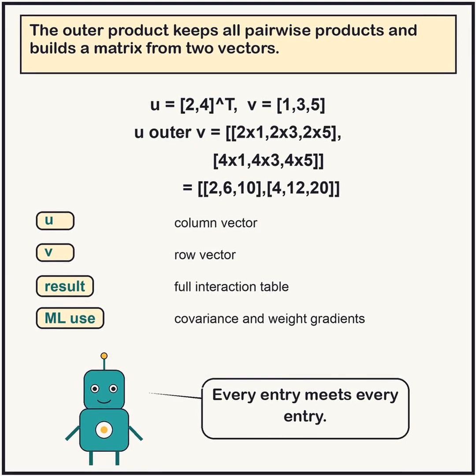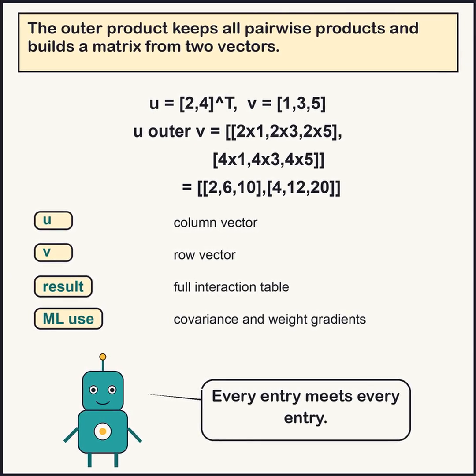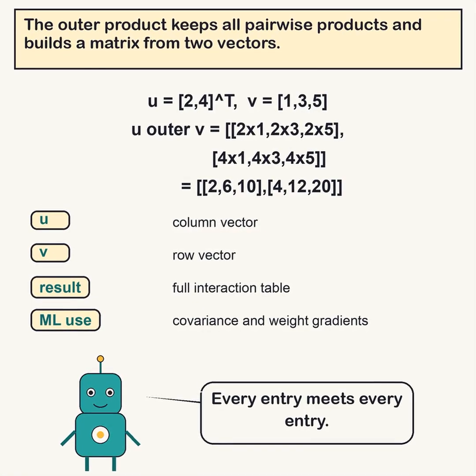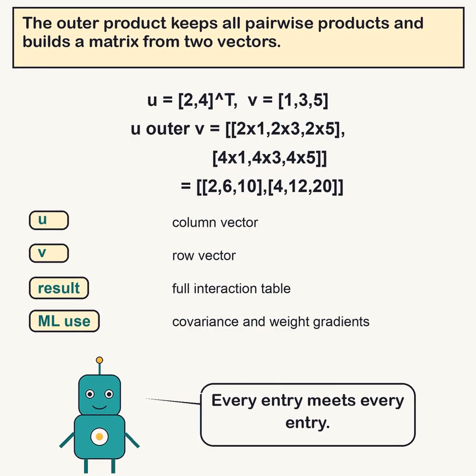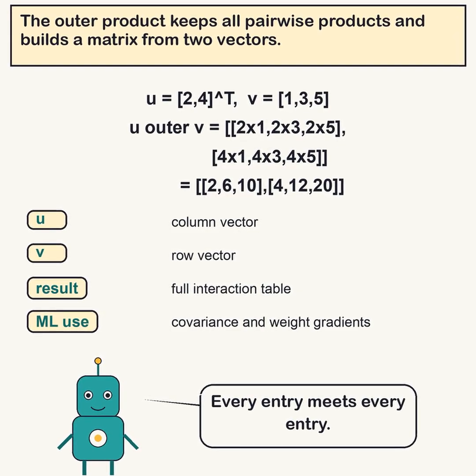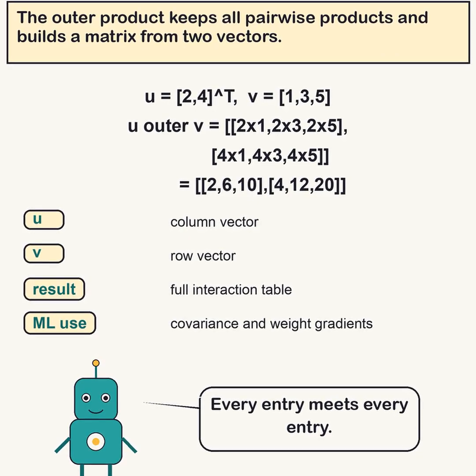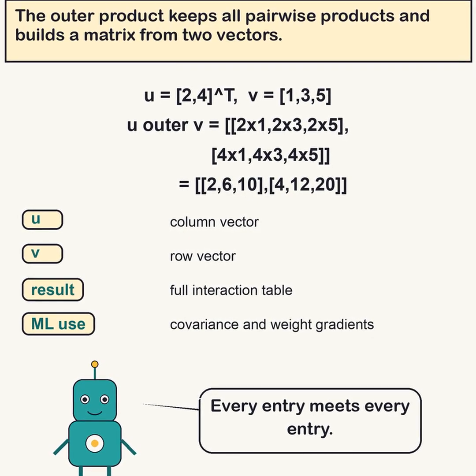The outer product creates a matrix of all pairwise products. It is the shape behind covariance estimates, rank 1 updates, and fully connected layer gradients. Real-world analogy: the outer product is like making a multiplication table between every worker and every task.